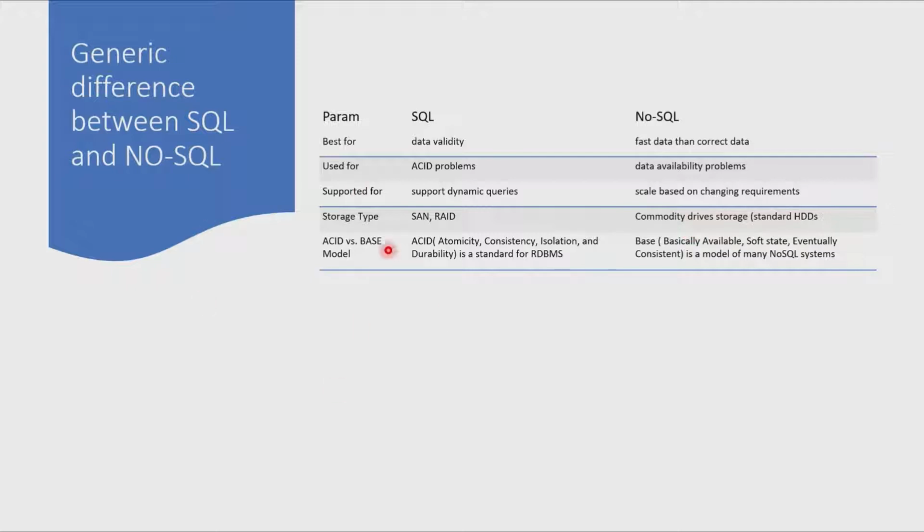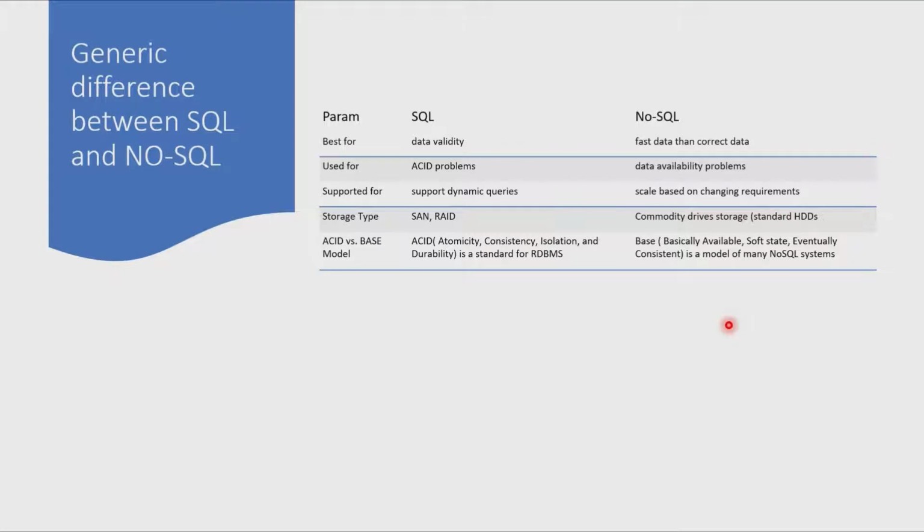There is something called ACID versus BASE model. Your relational or SQL database supports the ACID model, which stands for atomicity, consistency, isolation, and durability. But in case of NoSQL, it is known as BASE. So it is basically available, soft state, eventually consistent. That's the major difference between SQL and NoSQL. In very simple words, if you want more accuracy, you go with SQL, and otherwise it is NoSQL.